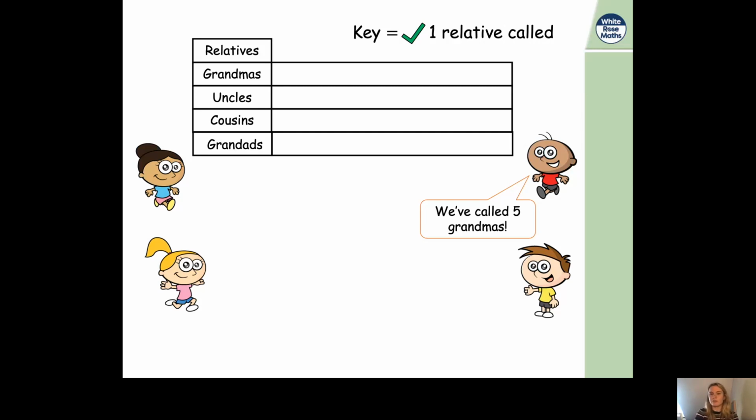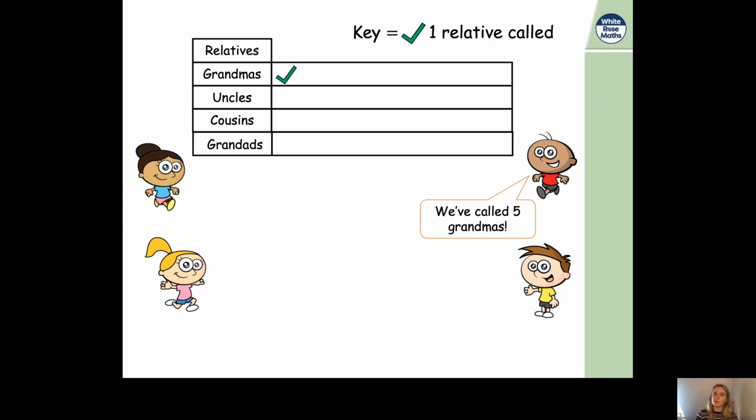Now, if we're calling 5 grandmas, how many ticks are we going to need? Because one tick represents one relative called. So if one tick is one relative called, and they've called 5, 5 multiplied by 1 equals 5. Okay, so we're going to need 5 ticks. So let me add them.